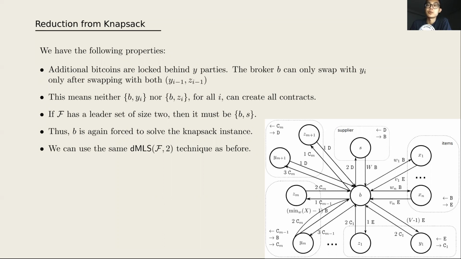And then we can use our DMLS strategy with parameter 2 to test whether B and S is a leader set that creates all of the contracts in the transaction graph. And then this completes our reduction from the knapsack problem to the minimum leader set problem.